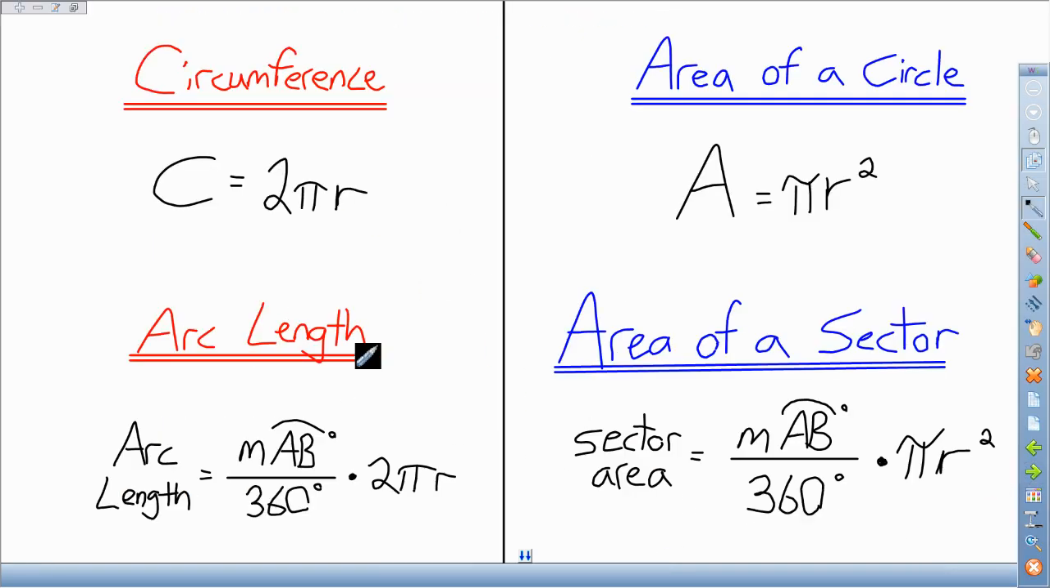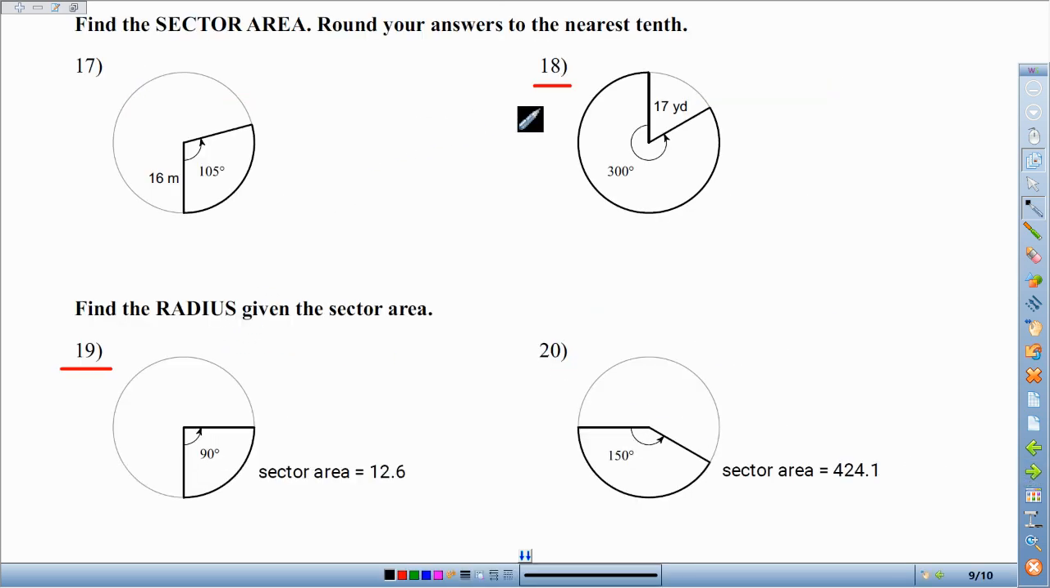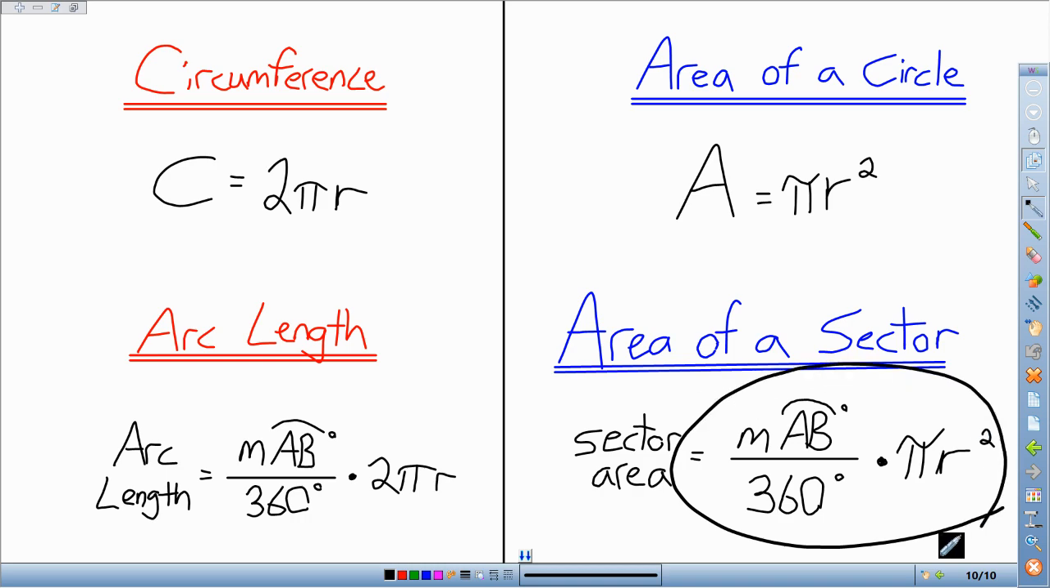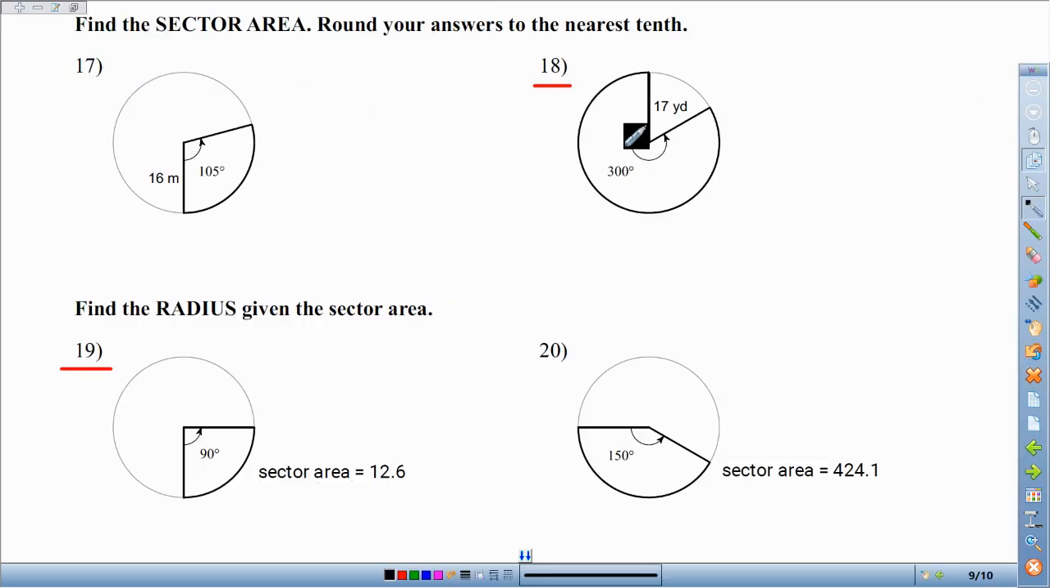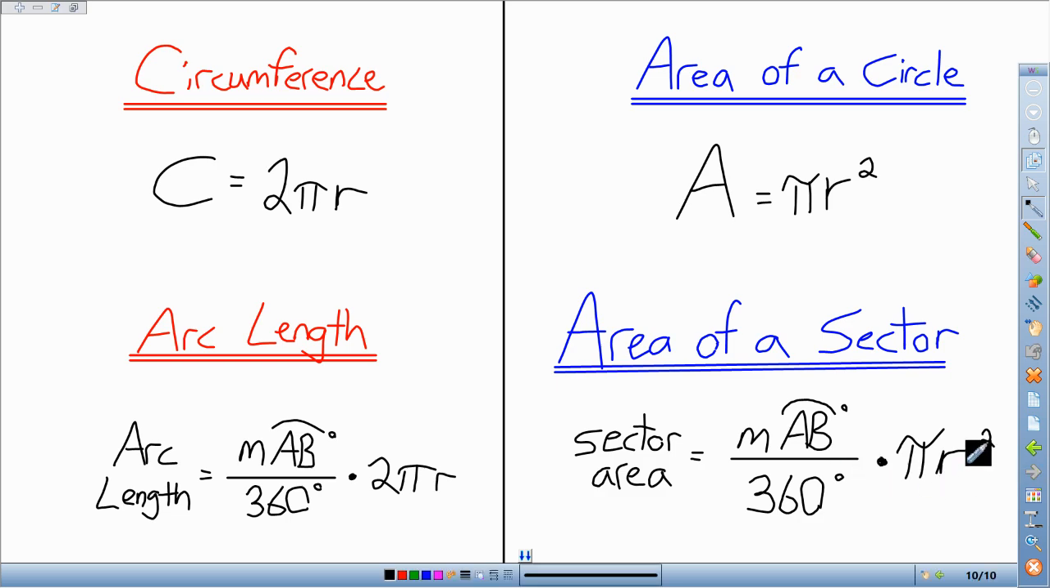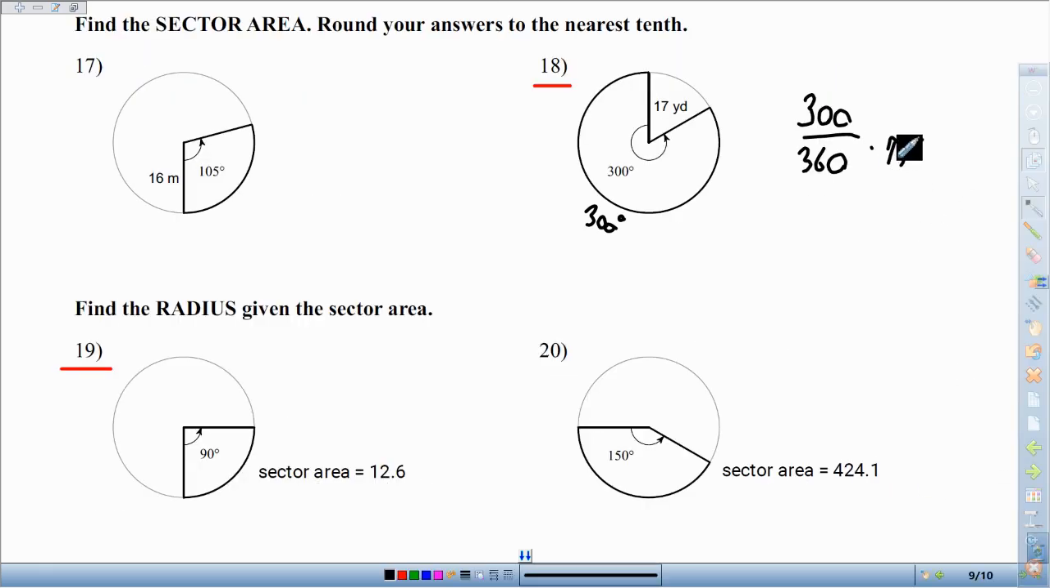I want to look at just the ones that are more interesting, and that's finding the area of a sector and then finding the radius using the sector area. So taking a look at 18, here's our formula. And I'm just going to go ahead and start plugging stuff in. The measure of the arc, we can see this sector, its arc is going to be 300. So we got 300 divided by 360 times, and careful on this, pi r squared, right? So pi, the radius is 17 squared.